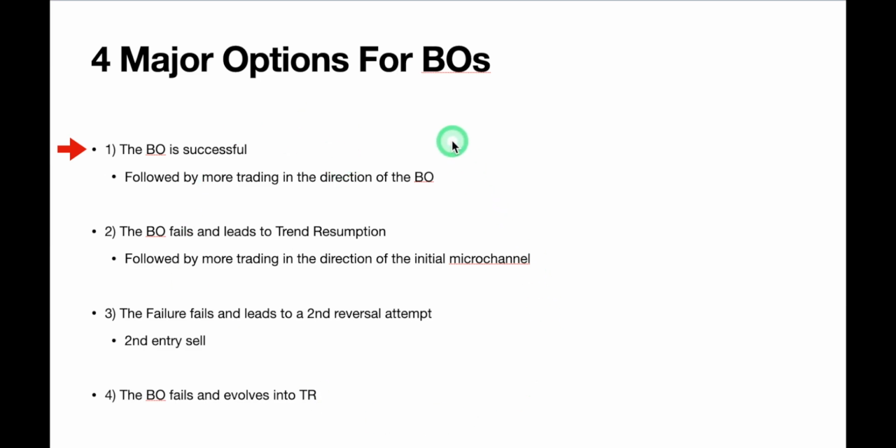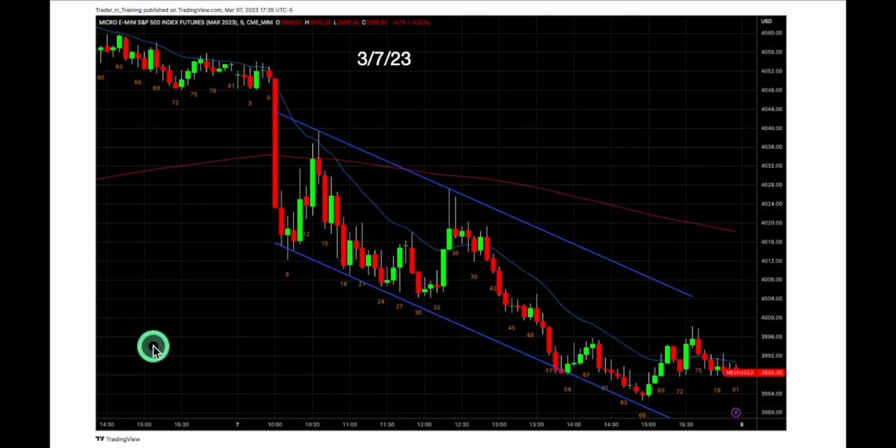So now we're going to talk about the details of the 4 major options for breakouts. And we're going to start with breakouts that are successful on the first try. So what are the contextual factors and what situations make it more likely that a breakout is going to succeed on the first try? And that is when there is a completed internal structure.